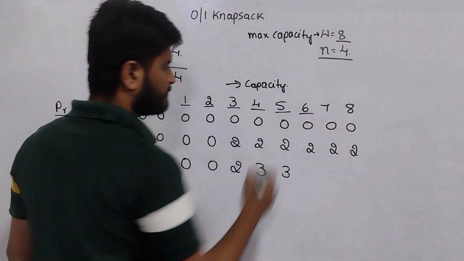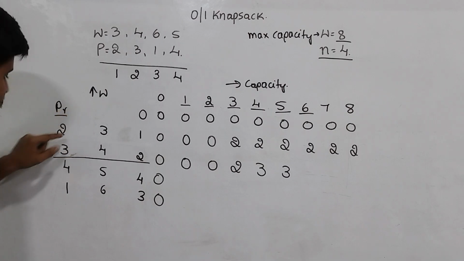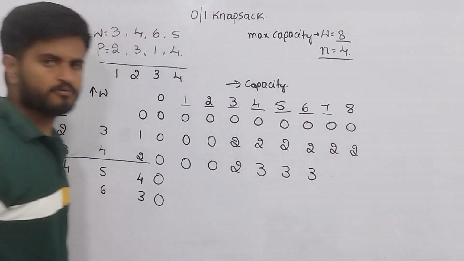Now I have the capacity of 6. I can place both of them. So which one will I be placing? Second item, because it is having the more profit value.